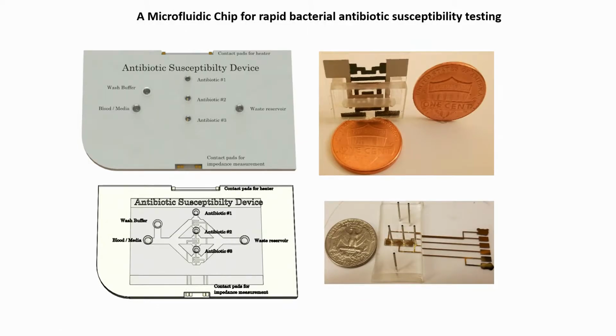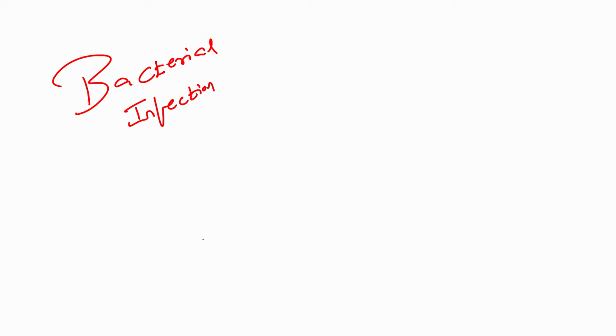All right. Now, I will come to the next sensor, which is used to understand rapid antibiotic susceptibility. Now, what exactly is rapid antibiotic susceptibility? There is something called bacterial infection, and we can kill the bacteria with the help of antibiotics. Antibiotics are nothing but drugs, all right.